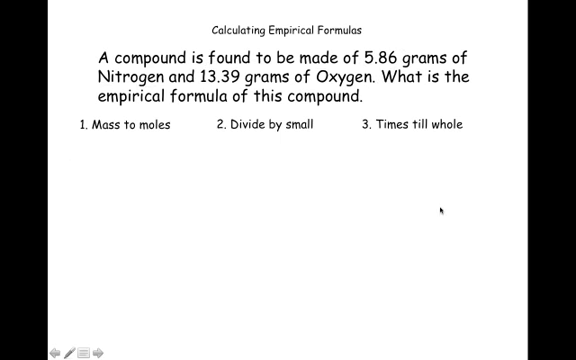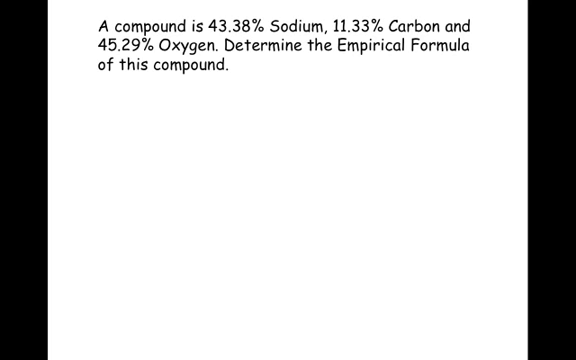All right, let's look at the next problem. A compound is 43.38% sodium, 11.33% carbon, and 45.29% oxygen. Determine the empirical formula of this compound. The first step is mass to moles. Let's go find the masses of these elements on the periodic table.